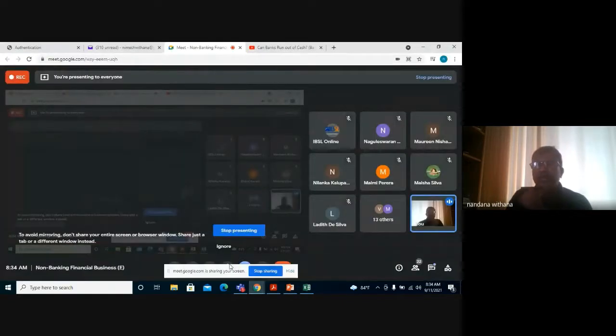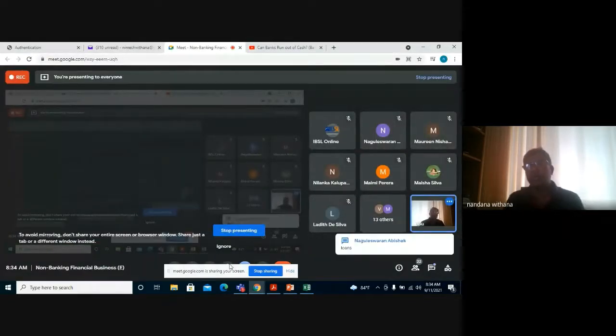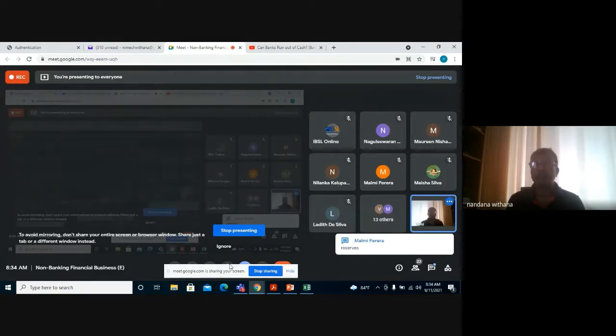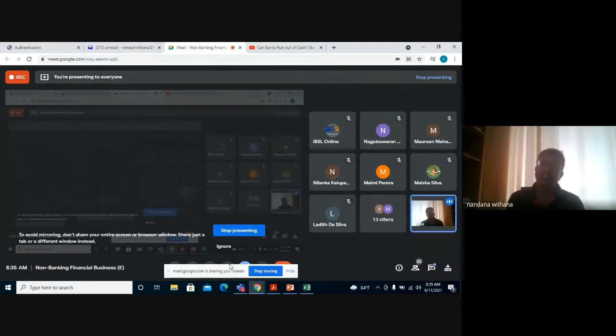What are the assets of a bank? Can someone tell me? Loans, what else? Advances, right? What else? Reserves, very good. So reserves put into, yeah, investment is asset. Reserves is in the capital side.